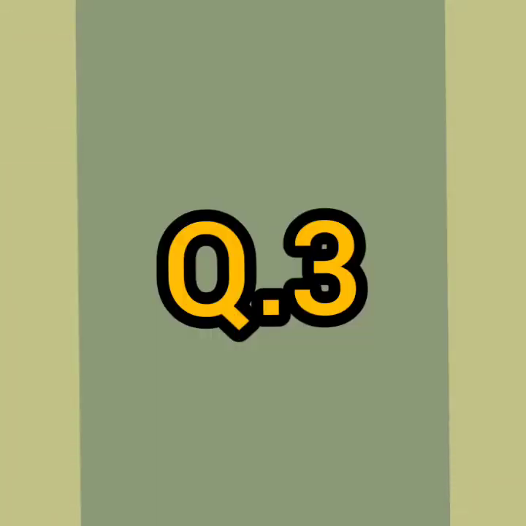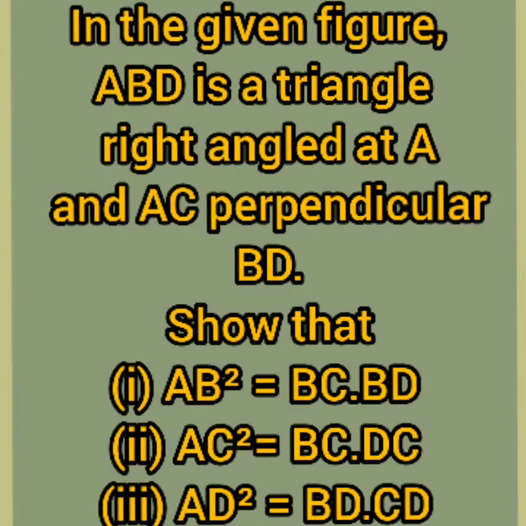Exercise 6.5, question number 3. In the given figure, ABD is a triangle, right angled at A. Clear? We are given AC perpendicular to BD. And there are 3 conditions which we have to prove. So let's start with what we are given first.